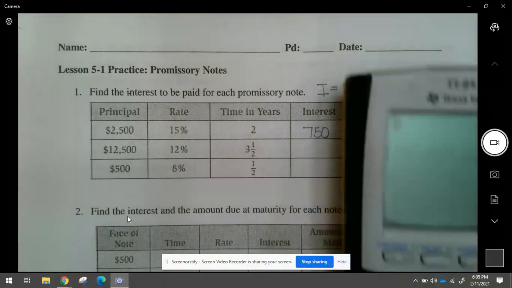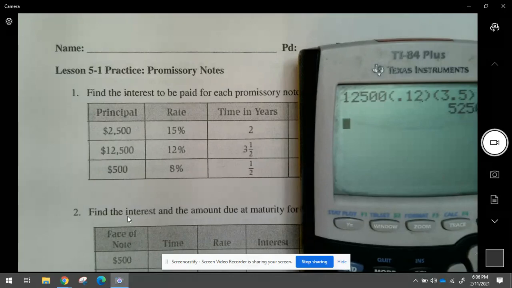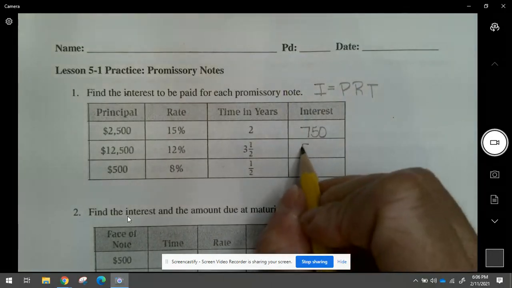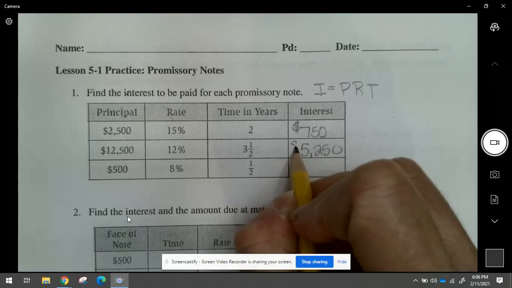All right, our second one, we're doing 12,500 times 12%, which is 0.12, times 3.5. And our answer is 5,250. Put your dollar signs on.